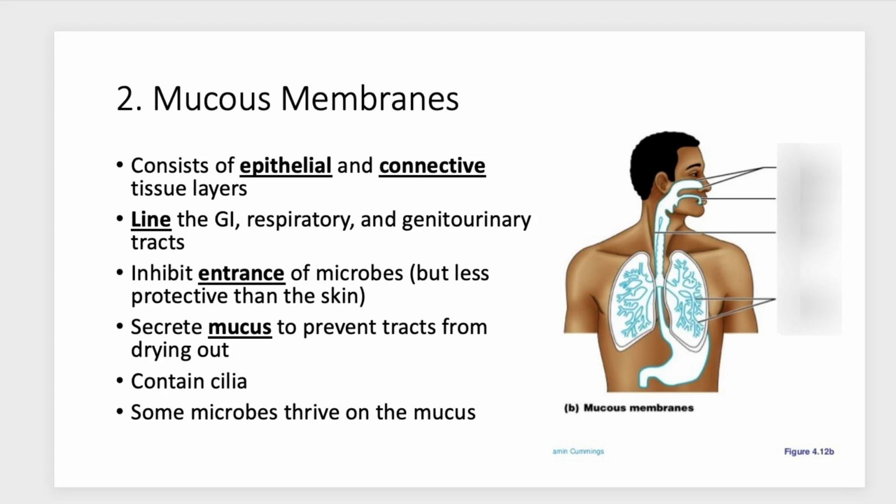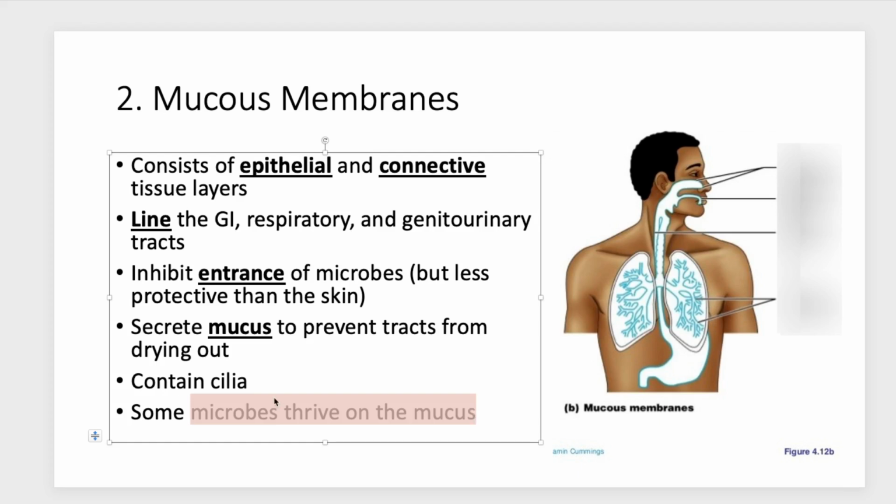So they secrete mucus to prevent these tracts from drying out, and that mucus can trap microbes, and then phagocytes can phagocytize those microbes. They contain cilia, so it's important to continue to secrete mucus and then to get that mucus moving so it doesn't stay in one place where those microbes might be able to continue to grow. Some microbes actually do really well in the presence of mucus, in which case all the more reason to keep it moving.